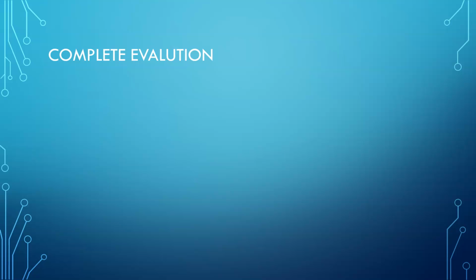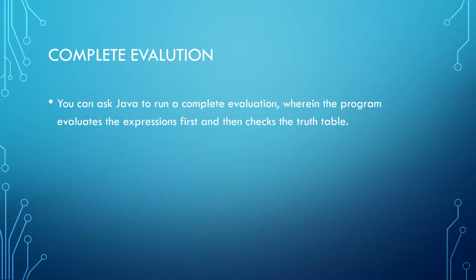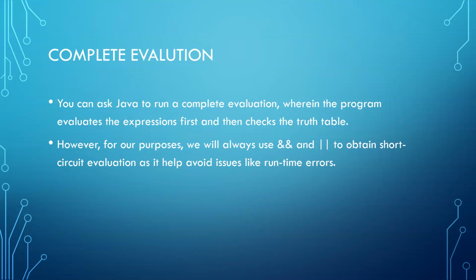All right, now that's a short circuit, but what about a complete evaluation? Well, we can technically ask Java to run a complete evaluation, in which the program evaluates the expressions first and then checks the truth table. However, for our purposes, we're always going to use the and or in order to obtain short circuit evaluation, as it can help us avoid issues like runtime errors, like we saw on the previous slide where we had the potential divide by 0 error.